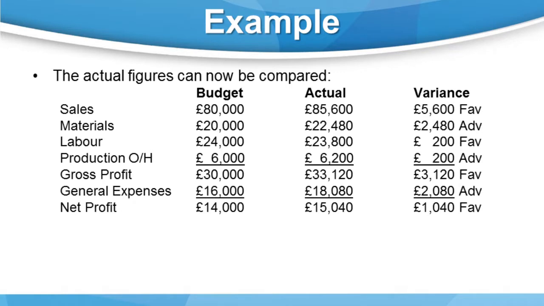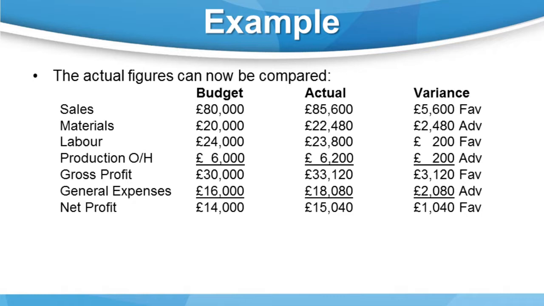And we can use these figures to produce some variances. A variance is just the difference between the original budget and the actual figure. Variances are either favourable, when we earned more or spent less than forecast, or adverse, when we earned less or spent more than forecast. We can see here that the sales variance is favourable because we earned more from sales than we'd budgeted. However, the materials variance is adverse because we spent more on materials than expected. This kind of information is really useful to managers.